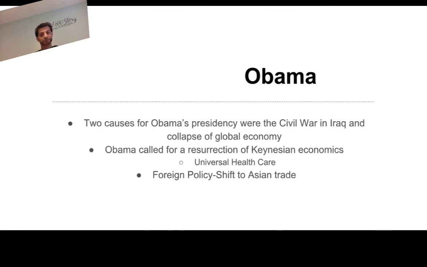However, 2 major problems with the Bush administration that give rise to President Obama were, first of all, the civil war in Iraq and the collapse of the global economy in 2007 and 2008. So Obama, when he came into office, seemed to call for a resurrection of Keynesian economics. And the best example of that is his call for a universal healthcare plan. On foreign policy, he wanted to get us out of the Middle East and shift more to Asian trade.